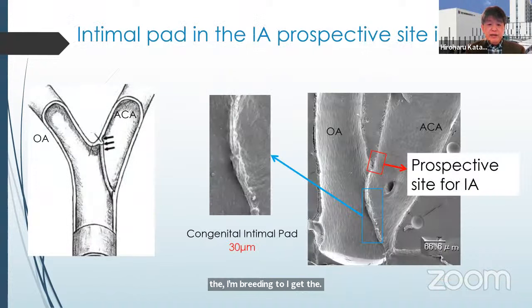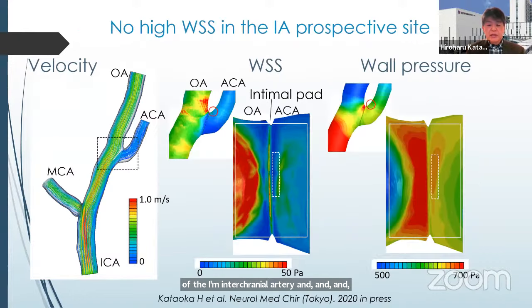There is an intimal pad, a congenital intimal pad, at the arterial bifurcation between OA and ACA in rats. The intimal pad is a small bulging of the luminal surface of the intracranial artery, and the aneurysm always occurs just distal to the intimal pad. This small structure has a great influence on CFD analysis, so we used a model in which the intimal pad is added. And here is the result.